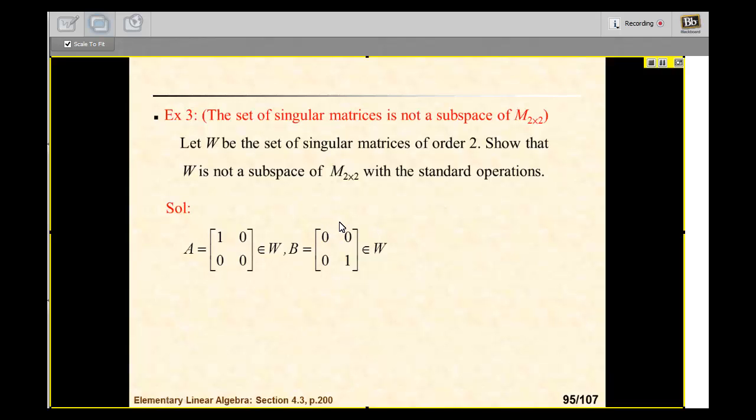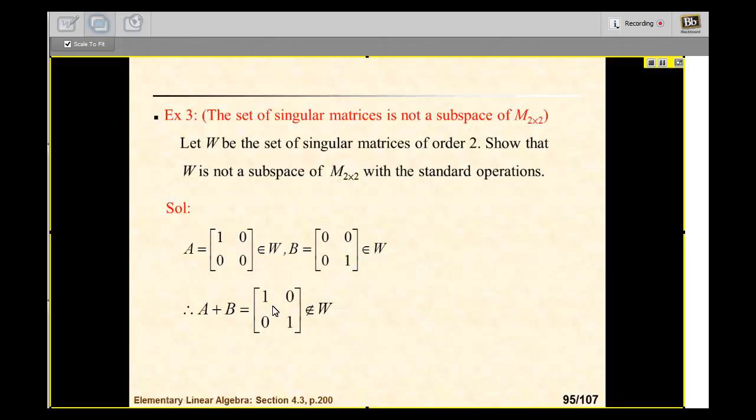Let us check whether it is a subspace or not. We have to check the two properties: the existence of the additive identity, and that when we add two elements, the result belongs to the subspace. So when we add the two matrices A and B, we get 1 0, 0 1. Let us check whether it is singular or not.